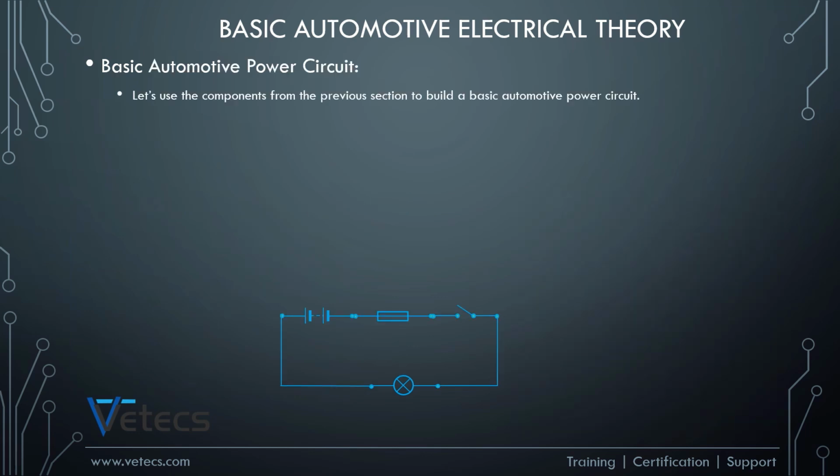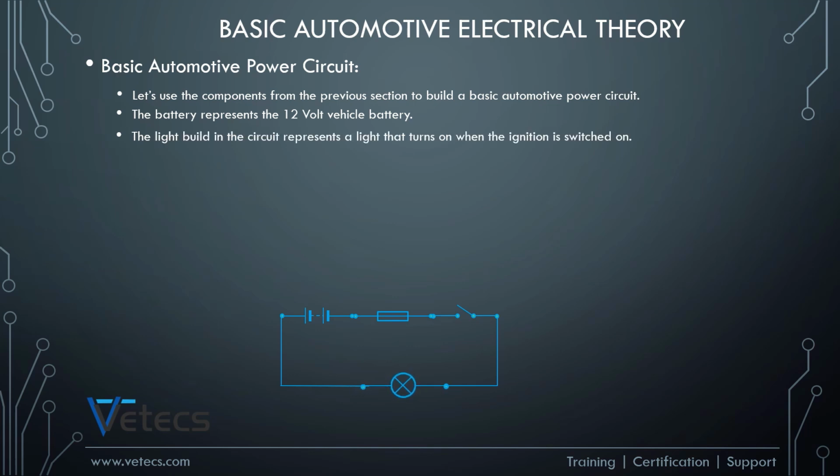Let's use the components from the previous section to build a basic automotive power circuit. In this diagram, the battery represents the 12-volt vehicle battery. The light bulb in the circuit represents a light that turns on when the ignition is switched on.